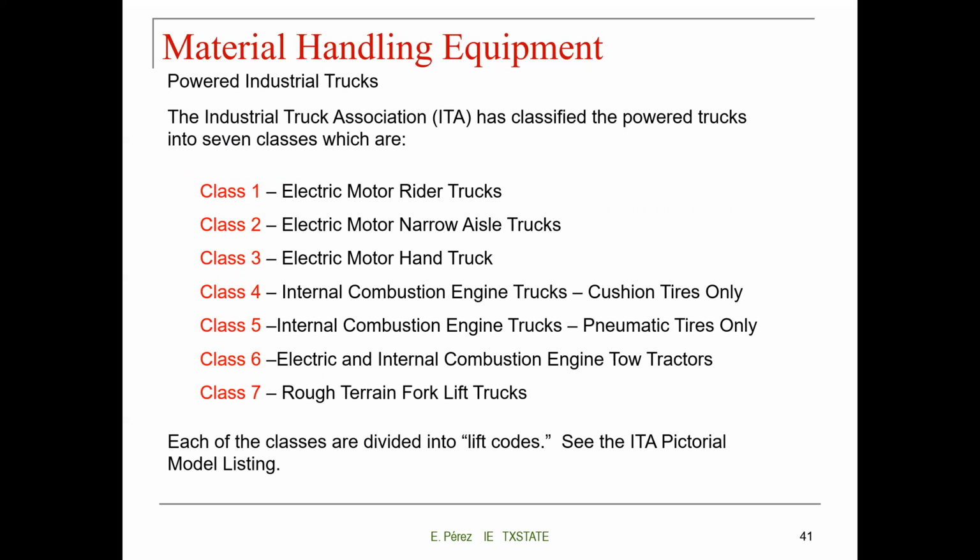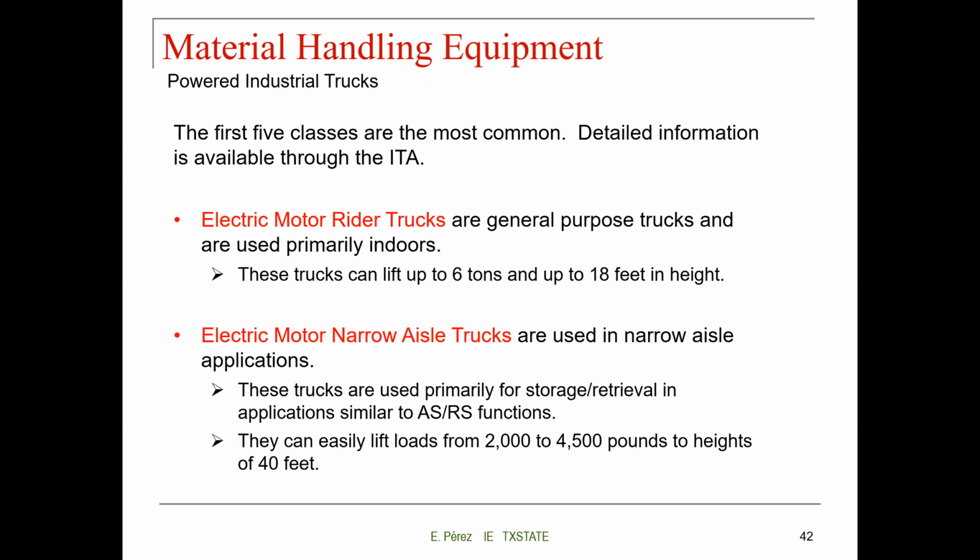The Industrial Truck Association has classified the power trucks into 7 classes, which are listed here: the electric motor rider trucks, the electric motor narrow aisle trucks, electric motor hand trucks, internal combustion engine trucks, internal combustion engine trucks with pneumatic tires only, electric and internal combustion engine tow tractors, and rough terrain forklift trucks. Each of the classes is divided into lift codes. So see the ITA pictorial model listing. The first 5 classes are most common. Detailed information is available through the ITA.